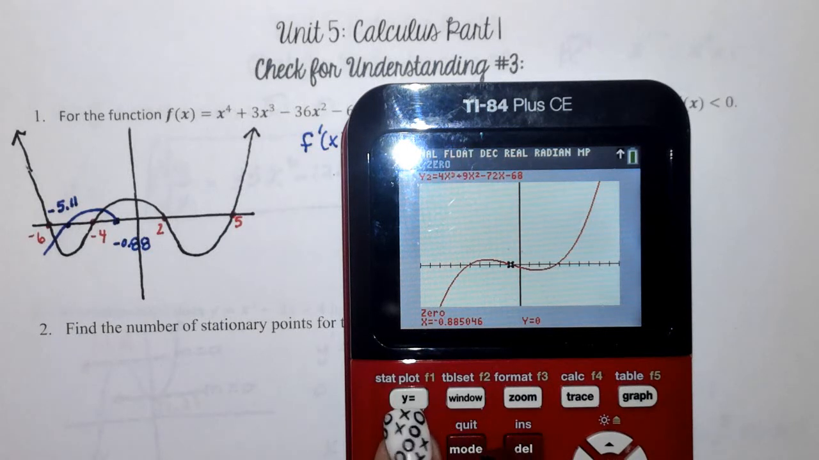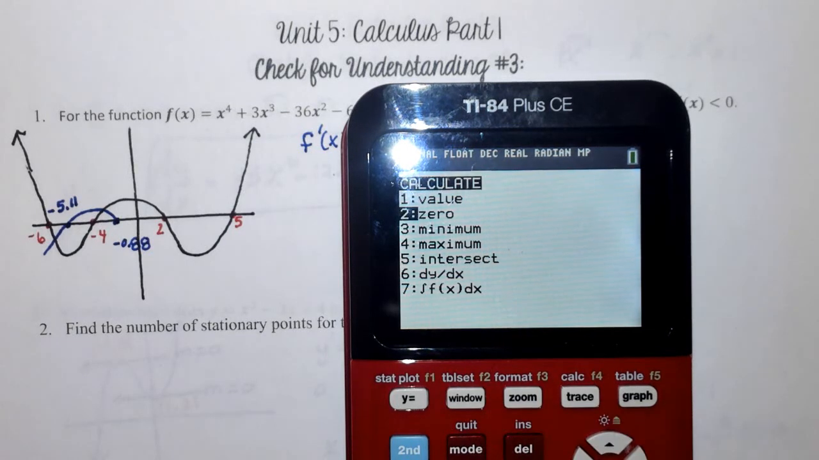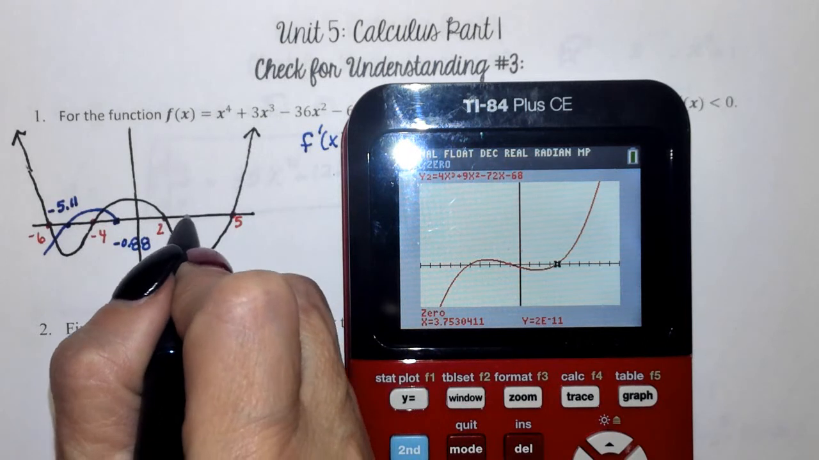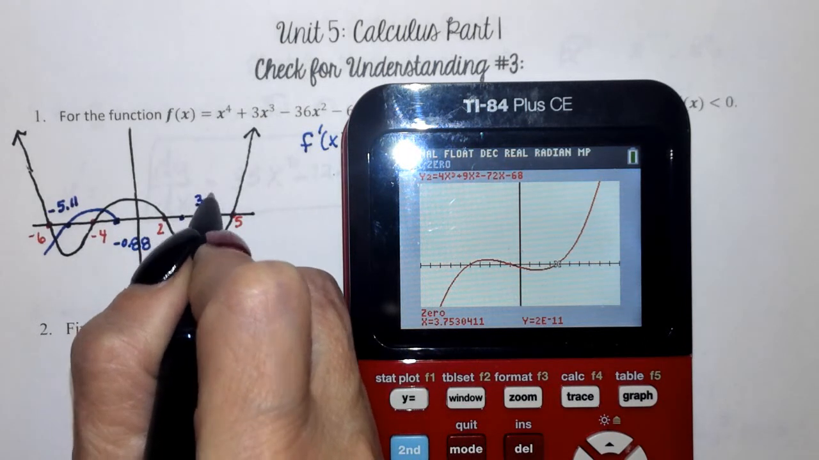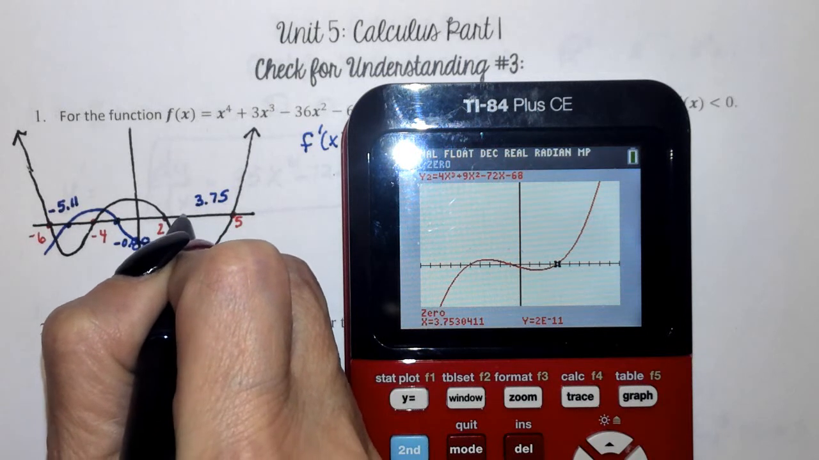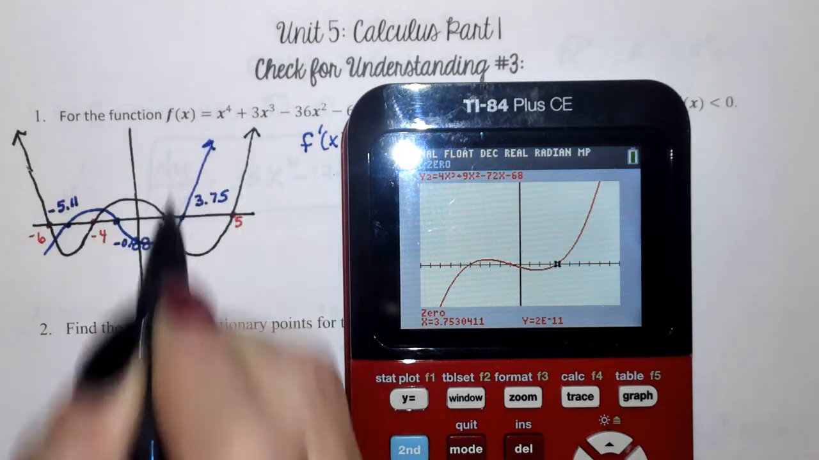And then we're going to calculate on the other side of that one. And that is 3.75. So right about here, 3.75. So we come down and we come back up. And then this one just goes up. Okay.